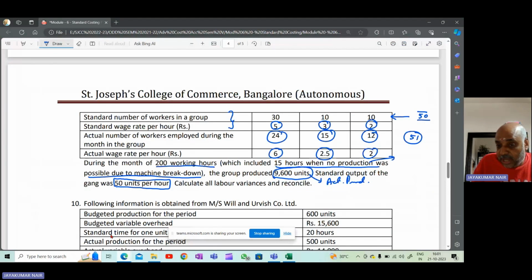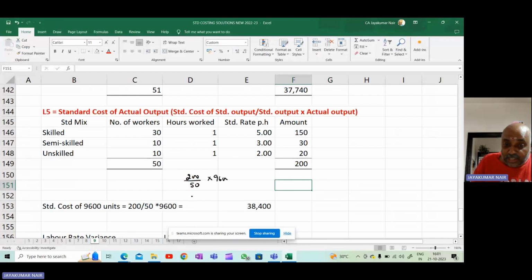Now, how many units have you actually produced? What is your actual production? Actual production is 9,600. So if you multiply this by 9,600, you will get the standard cost of 9,600 units. If this gang works for 1 hour, the standard wages you have to pay is 200 rupees, but they would have produced 50 units. So per unit, 200 divided by 50, and that into 9,600 will give you the standard cost of actual output. So this is L5.